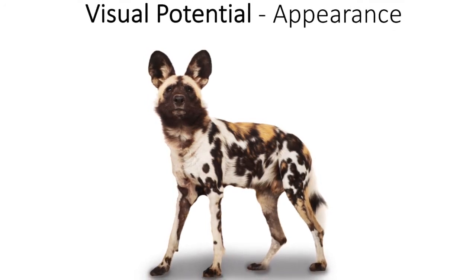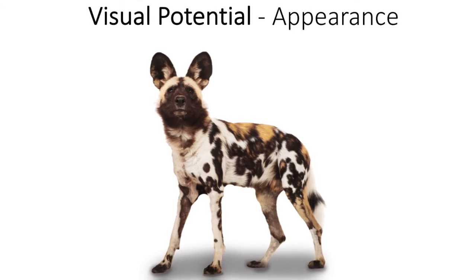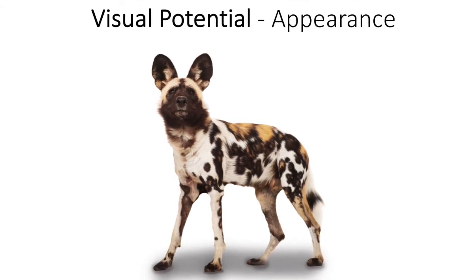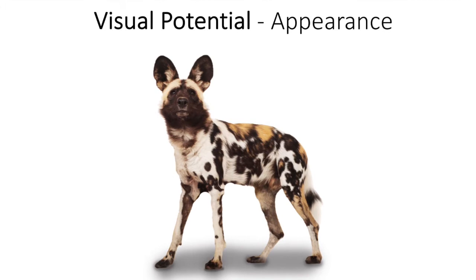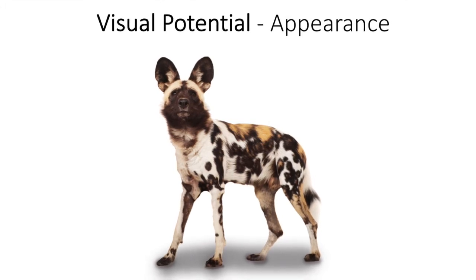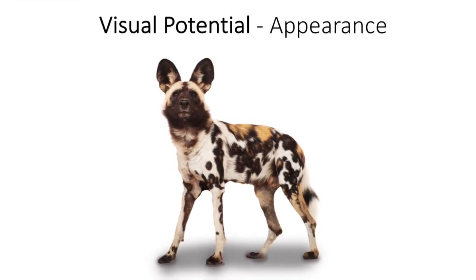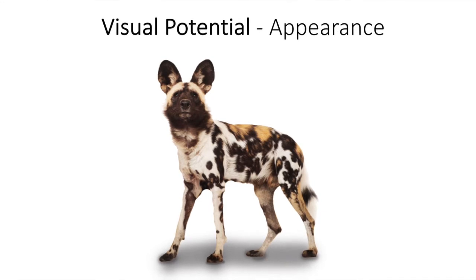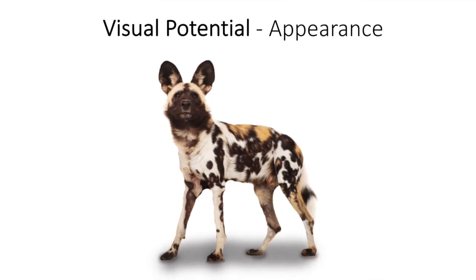In my case, I decided to use a realistic image of an African wild dog to help communicate to the viewer what the African wild dog looks like. It was important to me to use a realistic image because the African wild dog is not a commonly known species, and many viewers may be unfamiliar with their appearance.